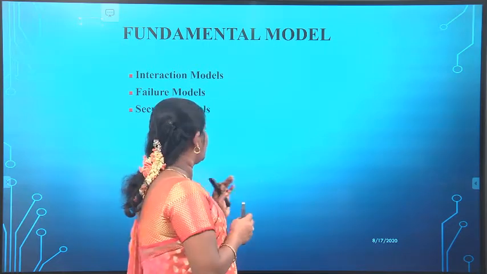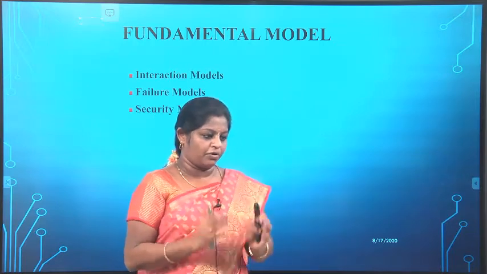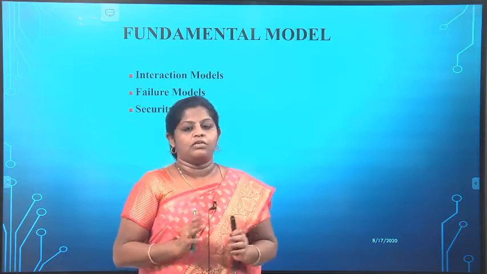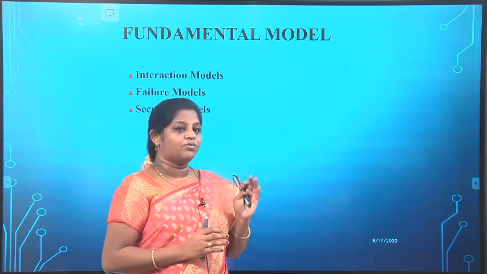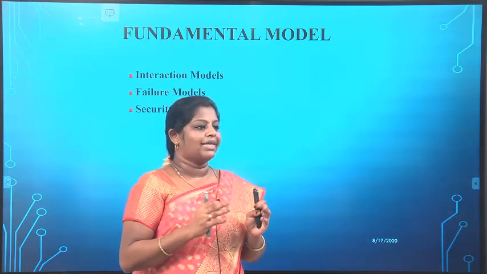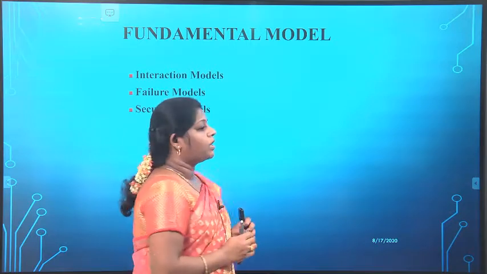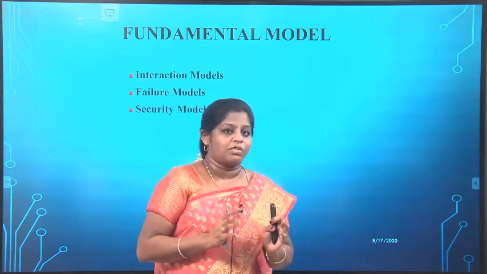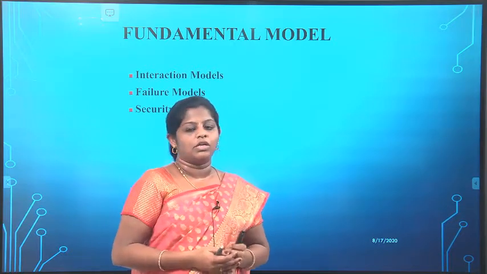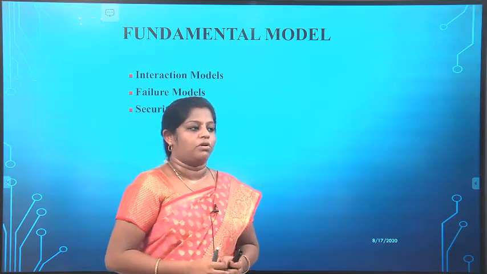Okay. So first, what is the interaction model? This deals with the performance and the difficulty of setting time limits in the distributed system. Next one is the failure model. This is a specification of the faults that can be exhibited by the process. Then what about the security model? It discusses the possible threats to processes and the communication. Okay, so these are the three models that we are going to see in the fundamental model.